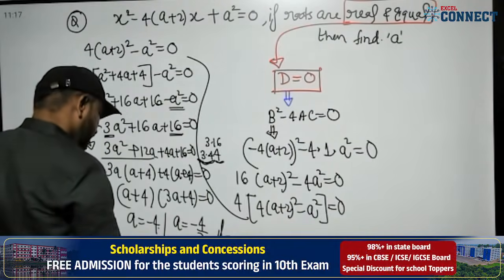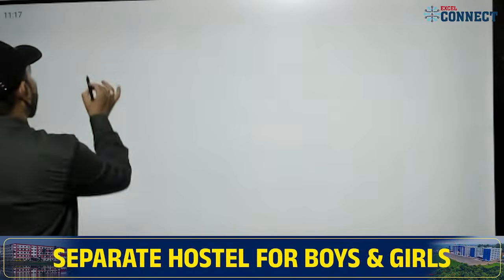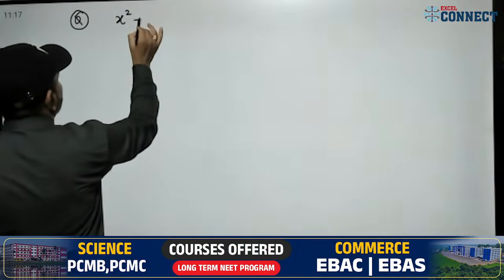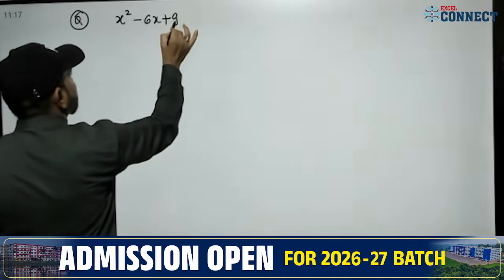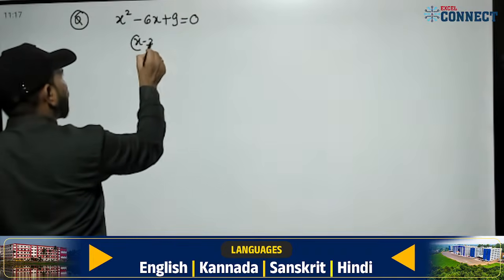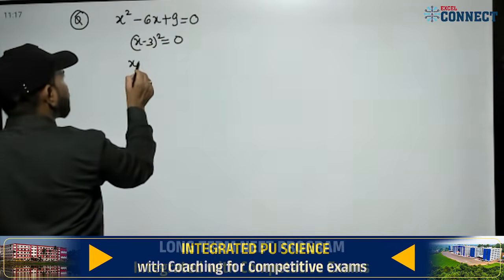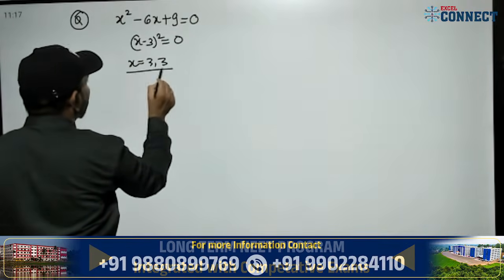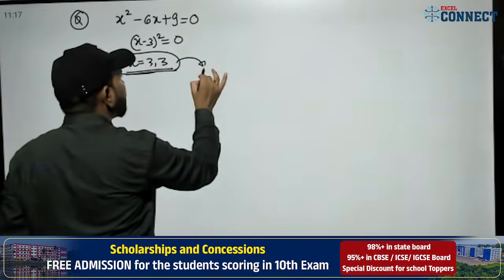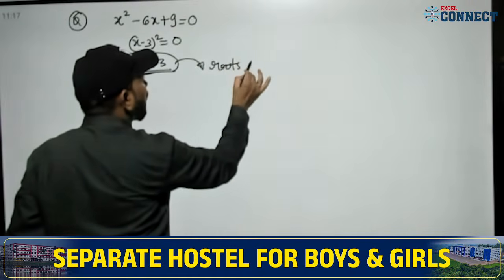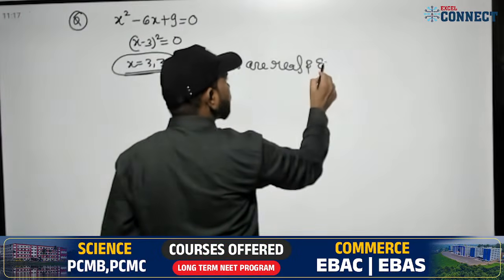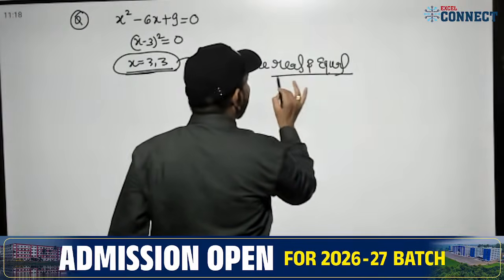See here. Let's suppose x square minus 6x plus 9, I already gave this question to you. You know this is actually x minus 3 whole square, this is equal to 0, and you know x is equal to 3 comma 3. 3 comma 3 means the roots are real and equal.